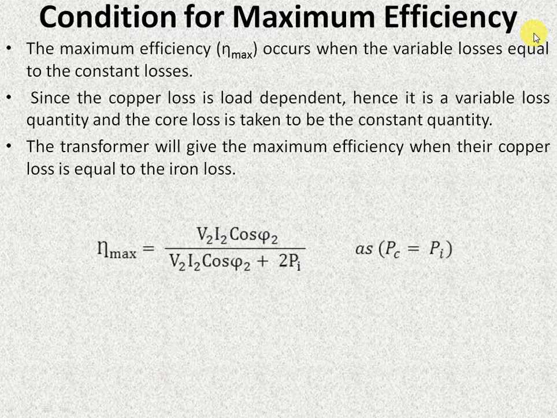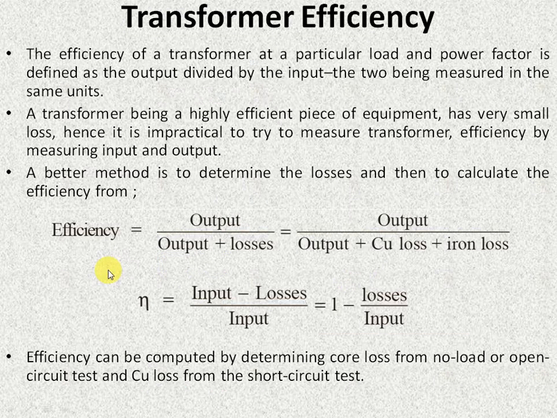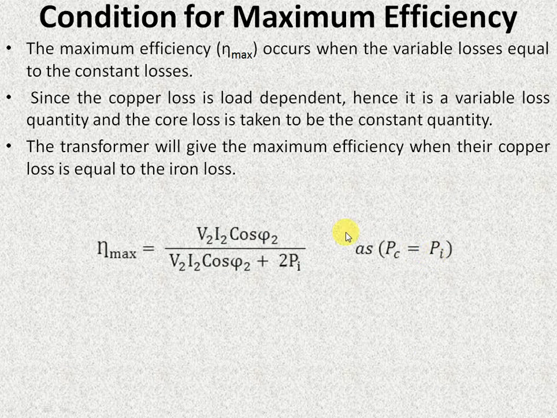As we have obtained the condition for maximum efficiency as the value of copper loss is same as that of the value of iron loss. Now from the relation of efficiency, that is output divided by output plus losses, this output power can be written as V2 I2 cos phi, and this losses is actually copper loss plus iron loss. But under the condition of maximum efficiency, these two values are one and the same. So we can write the relation as output power V2 I2 cos phi 2 divided by V2 I2 cos phi 2 plus 2 times Pi, because the value of copper loss is same as that of the value of iron loss under the condition of maximum efficiency.